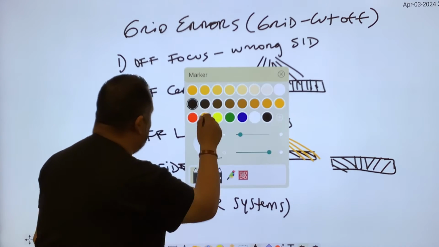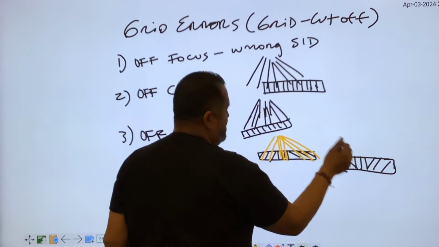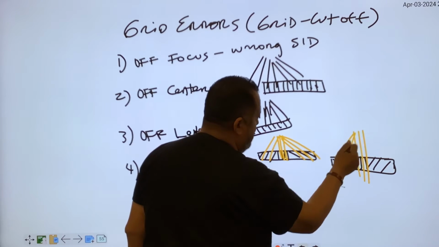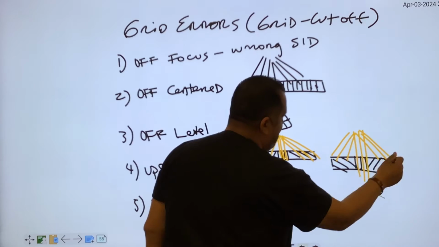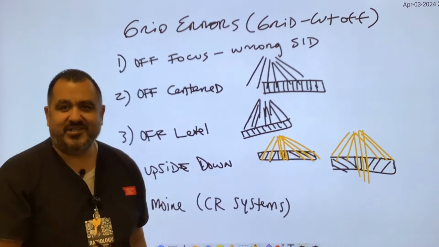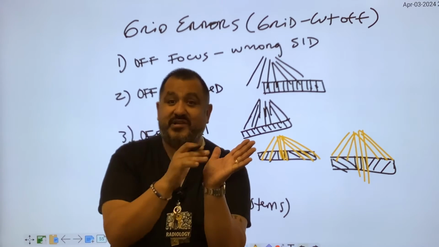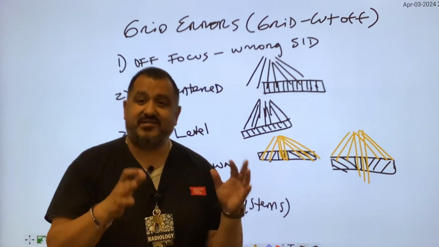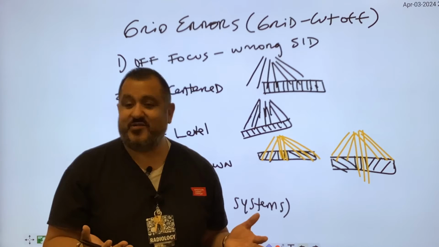All right, okay. So the grid would allow the primary beam to go through, but what's gonna happen here? What do you guys see? The grid lines, because they're going the opposite direction, are gonna stop the primary radiation. And what's gonna create your image on the outside is the scatter, the low frequency X-rays.